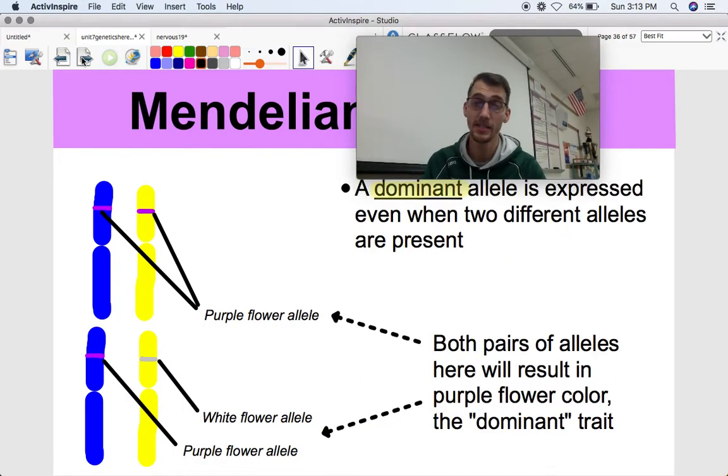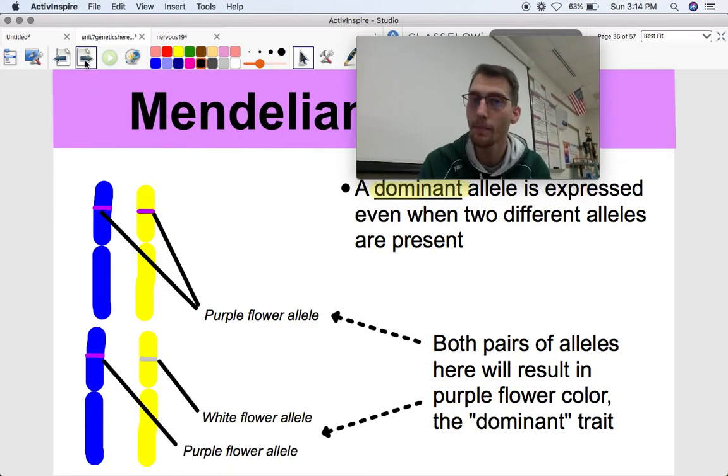A dominant allele is expressed even when two different alleles are present. Okay, so the answer to the question that I just posed before is that both of these pea plants, if they have these two alleles, are both going to be purple, which is the dominant trait. They're both going to have purple flowers. If you have one copy of the purple flower allele, or if you have two copies of the purple flower allele, you're going to have purple flowers if you're a pea plant. Even if you have one white flower allele, you're still going to be purple.